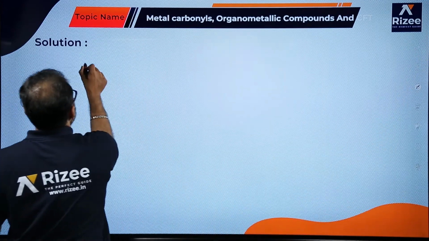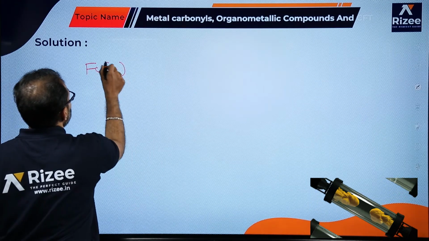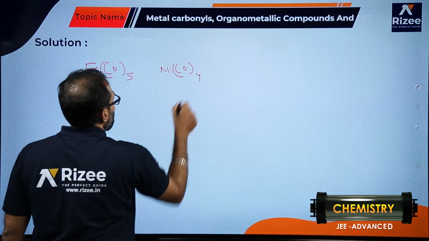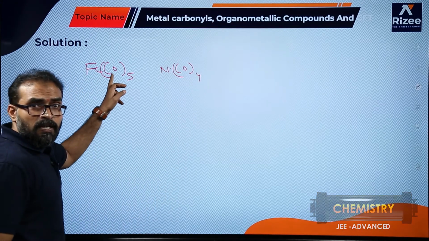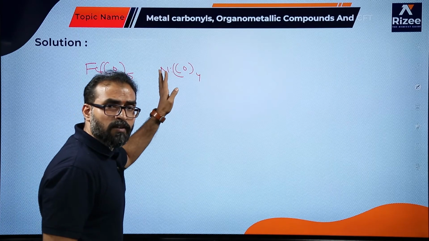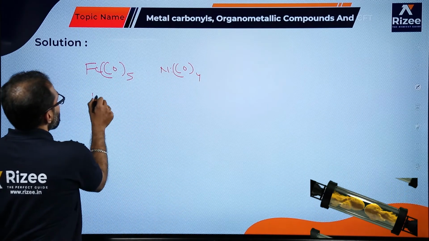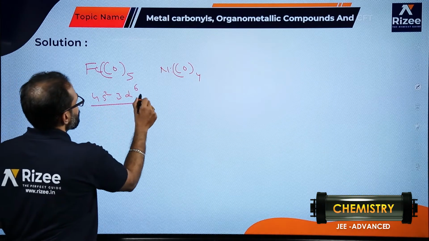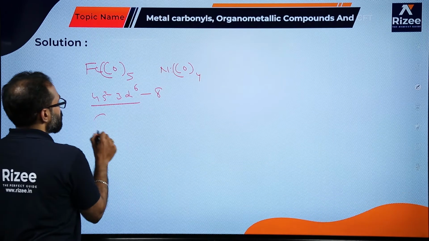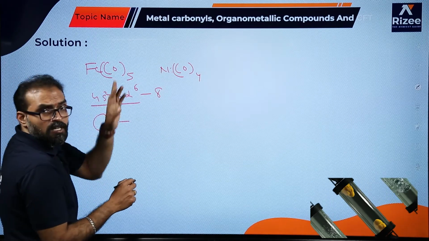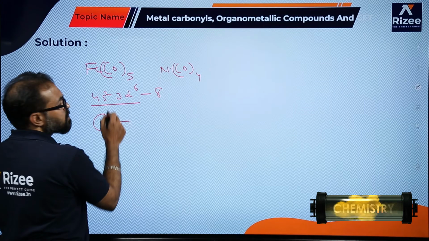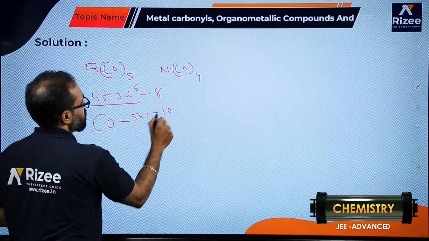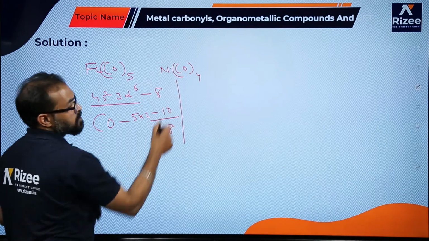If you are taking iron pentacarbonyl, Fe(CO)5, and nickel tetracarbonyl, Ni(CO)4. Now, if you are taking iron, how many electrons are present in the valence shell? It is 4s2 3d6, so total 8 are there, correct. How many COs are there? We are having 5. Each CO gives how many electrons? 2. So 5 into 2, that is 10, total 18.